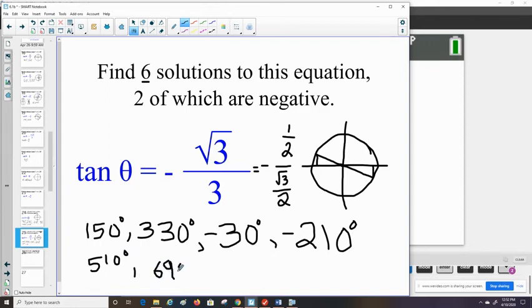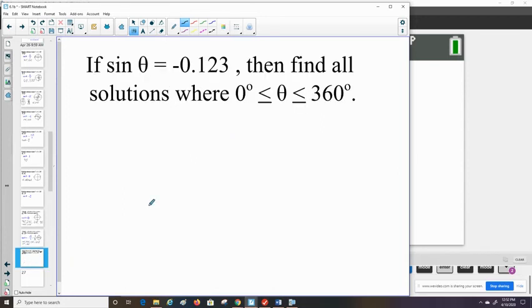These are 6 of the infinitely many solutions to a problem like this one. And then finally, the last type of question you'll see in your homework assignment due tomorrow. If sine is equal to this value, then find all solutions between 0 and 360 degrees. The directions on your homework will say, hint, you will need to use your calculator to find one of them. And so we got to talk about how to do this on our calculator.